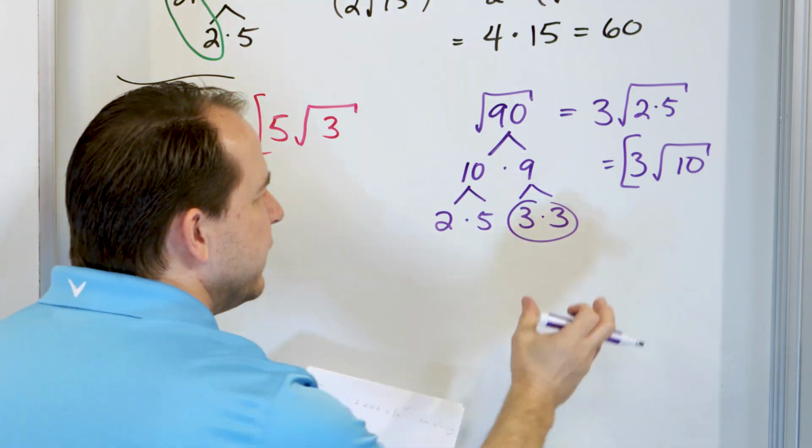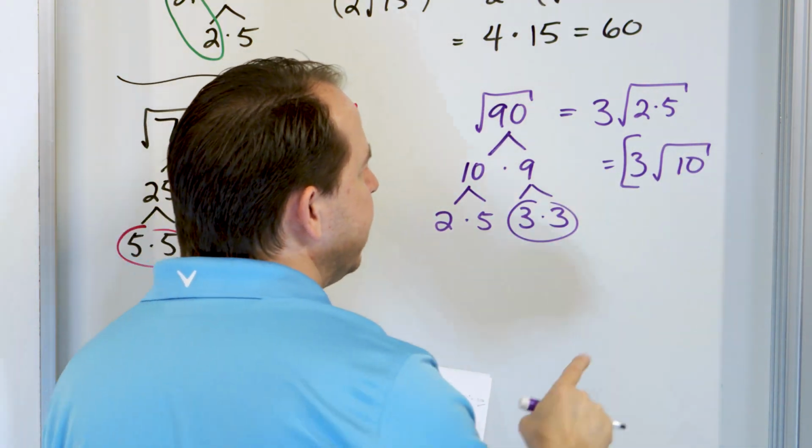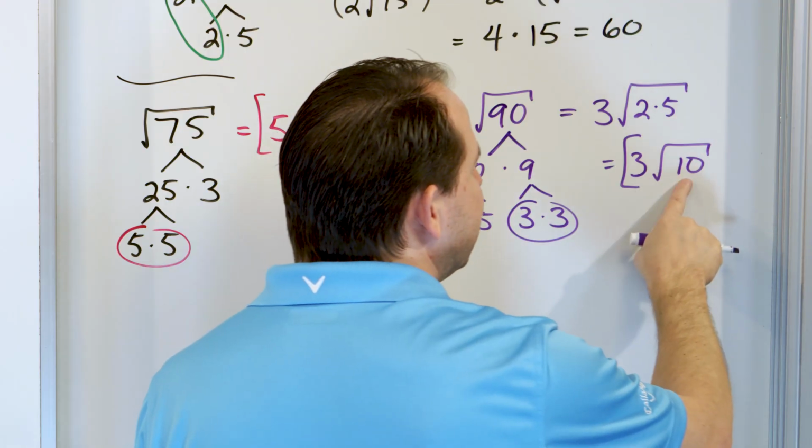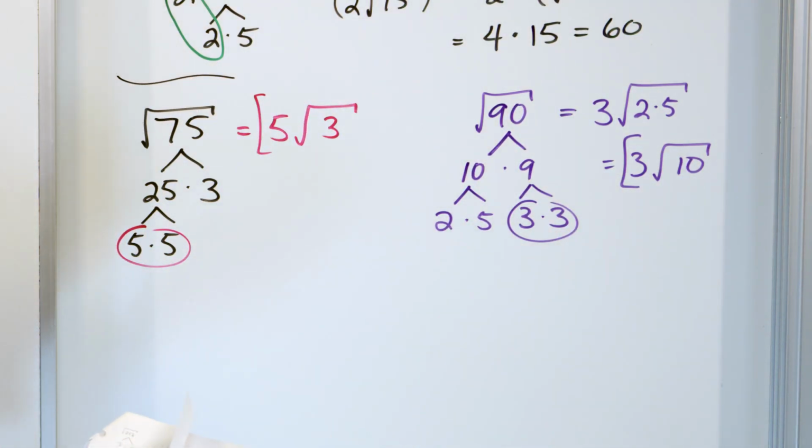If you want to check it, square this in your mind. The square will square the 3, giving you 9. The square will kill the square root, giving you 10. 10 times 9 is 90. That's exactly what it should be. All right? Now here's where we get a little interesting.